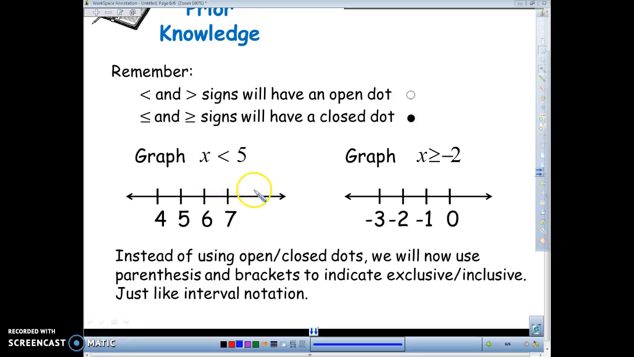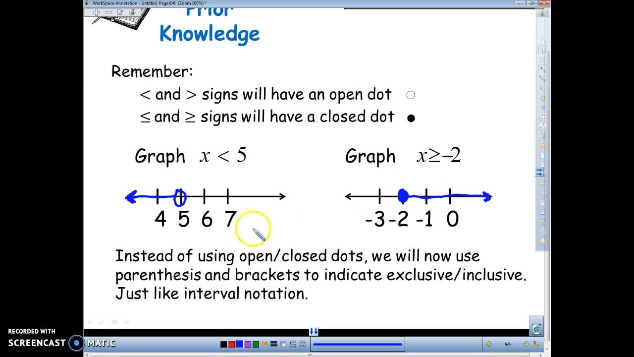Now, if I want to go ahead and graph x is less than 5, well, the less than sign tells me I have an open dot, so I'm going to put an open dot at 5, and I want all the x values that are less than 5, so I graph all the values less than 5. For graphing x is greater than or equal to -2, my inequality is greater than or equal to, so I'm going to have a closed dot here at -2, and I want all the values that are greater. So I draw my arrows this way.